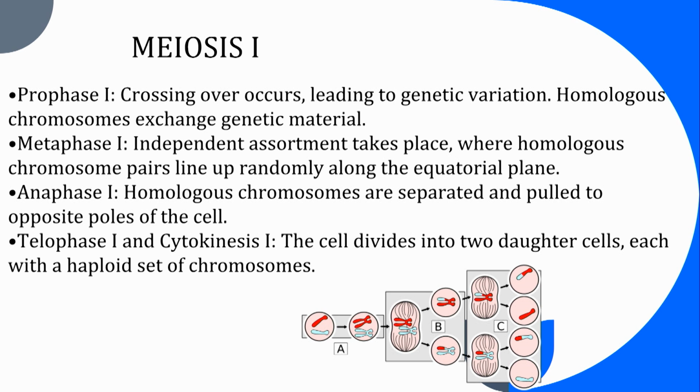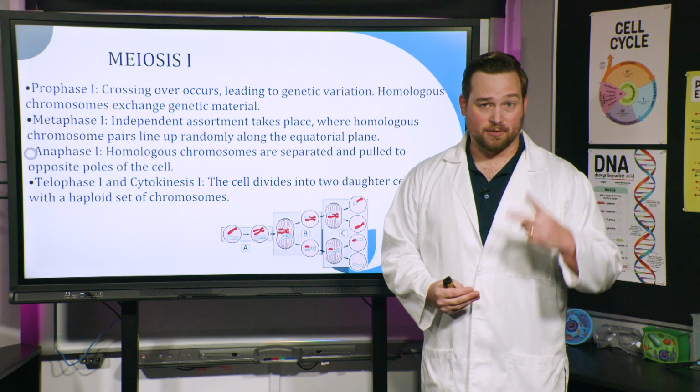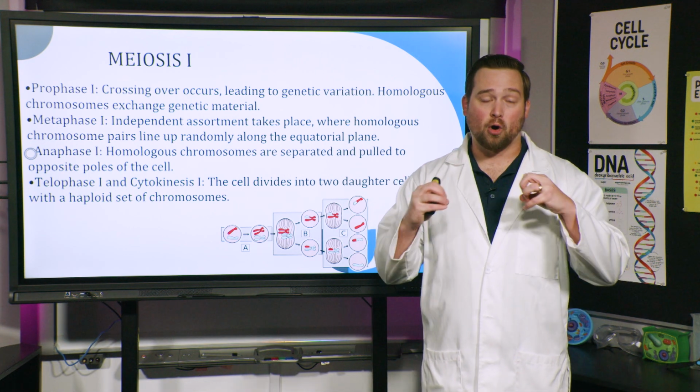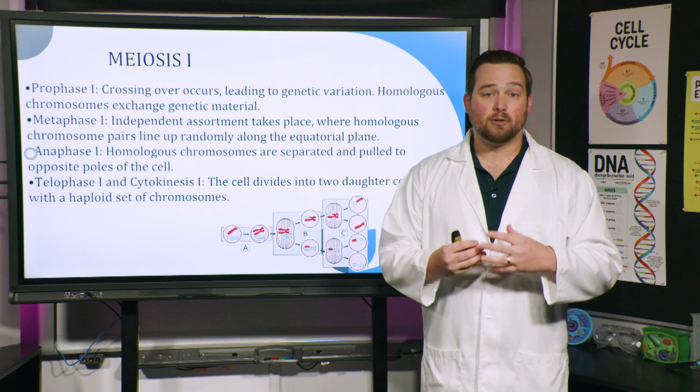Okay, then we'll move into anaphase. Remember, anaphase, the key word is apart, so the chromosomes are being pulled apart from one another. They move to opposite sides of the cell. And then lastly, in telophase 1, this is when the cell's going to divide into 2 daughter cells, each with a haploid set of chromosomes. And remember, the key word for telophase is 2. So you can see the cell pulling apart and forming 2 new cells.